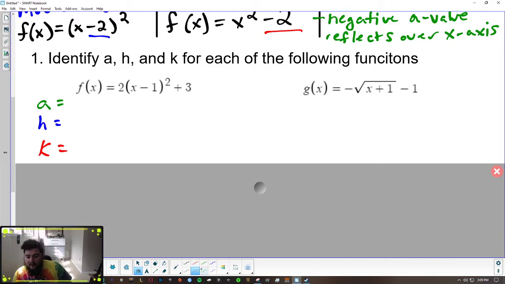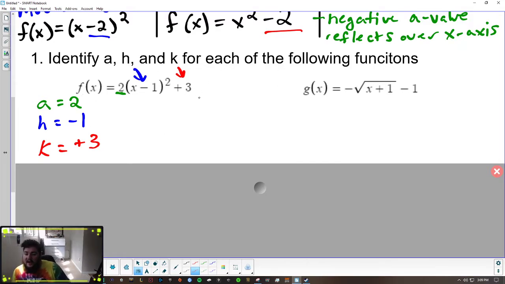So when I look at my function, the A value is always being multiplied in front of the function. So this 2 that's sitting right in front is my A value because it's 2 times the whole function. My H value always is inside the function. So my H value is going to be that -1. And finally, my K value is always added or subtracted to the end of the function. So my K value is going to be +3, or you could just write 3. So we've identified A, H, and K.